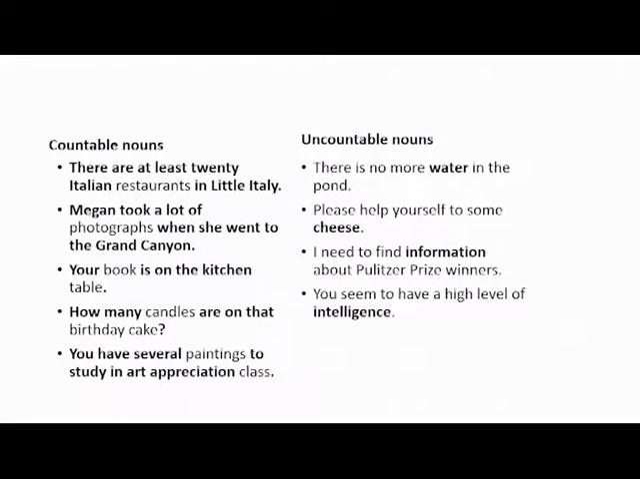So we have some examples here of countable and uncountable nouns. Let's look at the countable nouns first. There are at least 20 Italian restaurants in Little Italy. In this sentence, we have countable nouns.